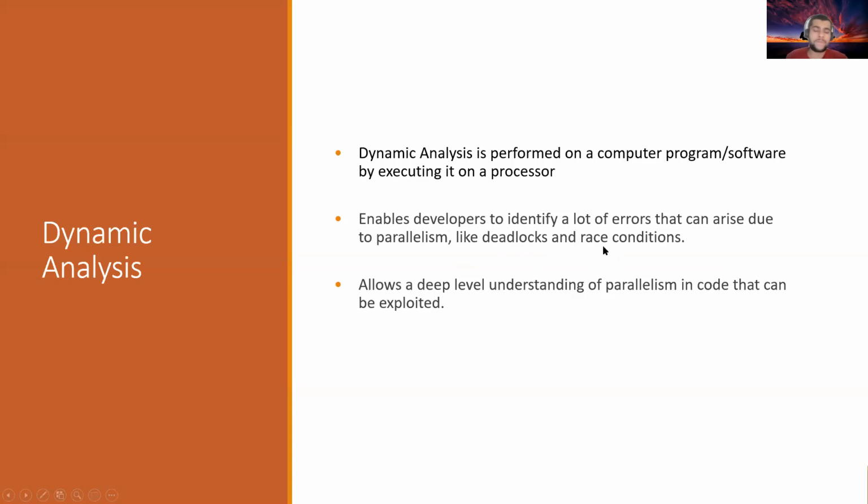Obviously, this makes sense. When the code is executing, if there's a deadlock, then the tool will be able to identify that there's been a deadlock. So the developer will now have that information that because of these execution steps, there has been a deadlock. So you need to fix that in order to make it a successful parallel code. And it basically gives a really deep level understanding of parallelism.